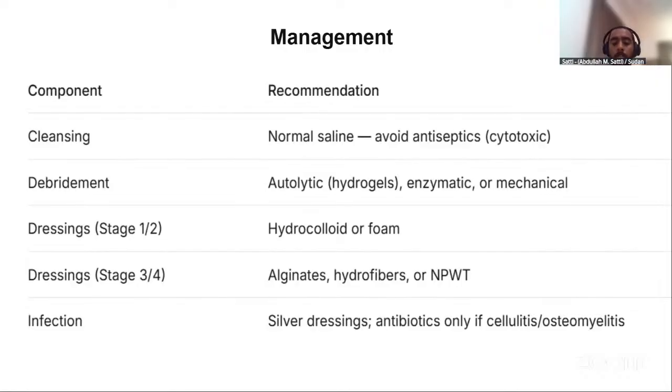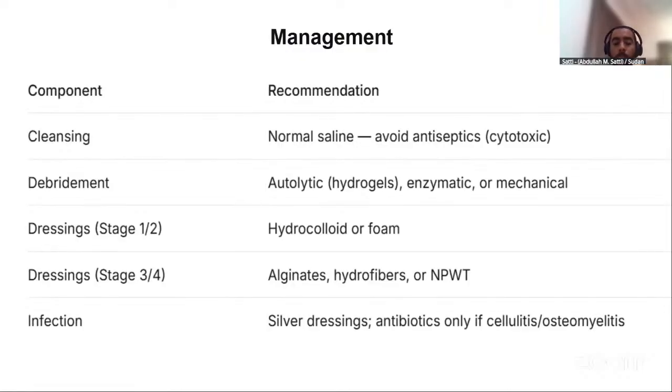And for the long term treatment of the ulcer, you need to put a hydrocolloid or foam dressing if the ulcer was stage 1 or stage 2. And if it was stage 3 or 4, we need to use other forms of dressings, which are called hydrofibers. And we could also use negative pressure therapy.